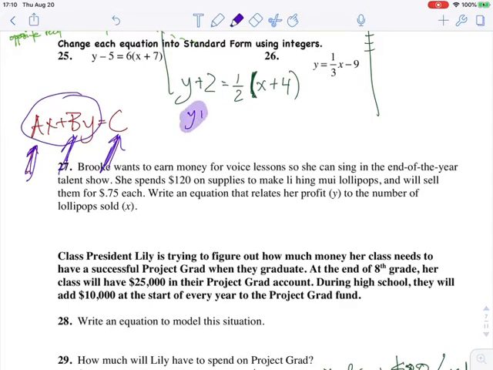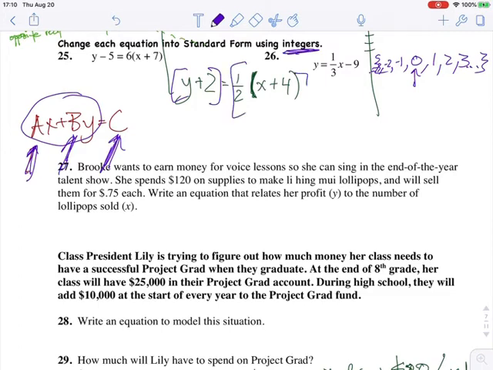If we're putting it in standard form, though, we need integers. Integers are whole numbers and their opposites. Whole numbers, that's 0, 1, 2, 3. Whole, how do I remember that? That looks like a hole. And they're opposites, so we got -1, -2, -3, going this way, and 0, 1, 2, 3, going that way. We need whole numbers and their opposites.